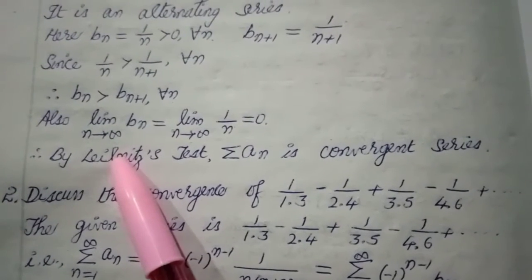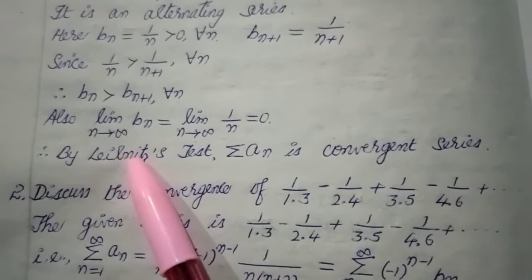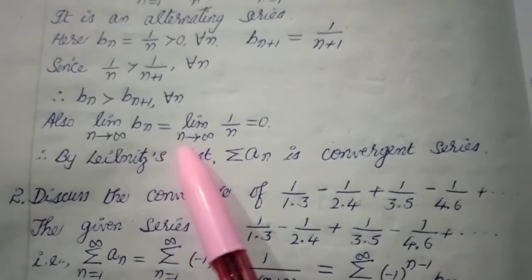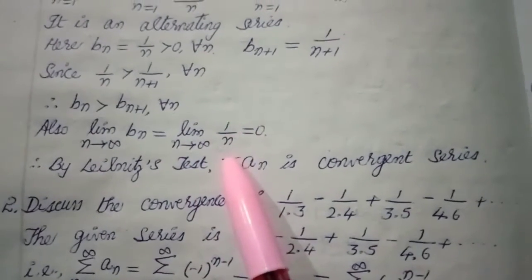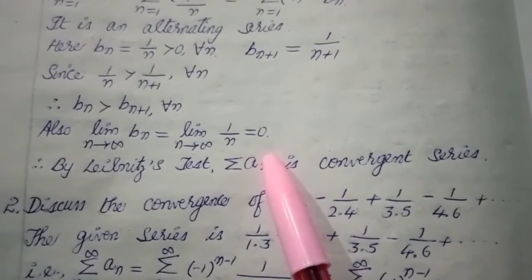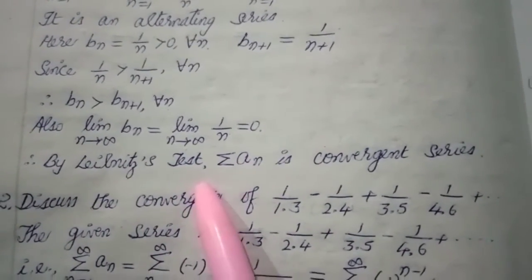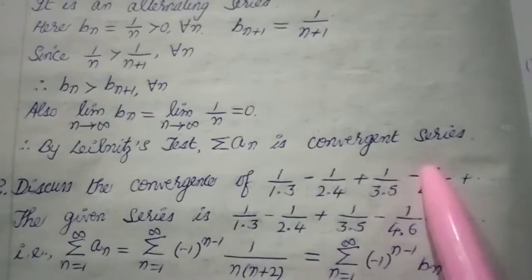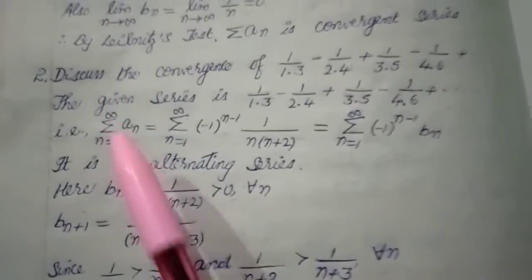Now what is the second condition? We have to find limit n tends to infinity bn. So that is limit n tends to infinity 1 by n, that is equal to 0. Hence your two conditions are satisfied. Therefore by Leibnitz test, sigma an is convergent series. Now let's go to the next problem.